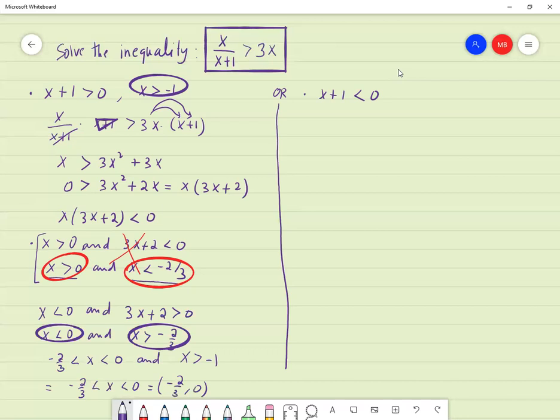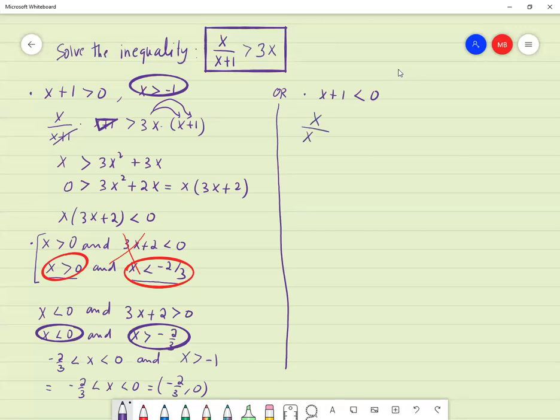Okay, so this is the solution if we assume x plus 1 is positive. So we have another situation here. x plus 1 is negative. This time we're going to multiply this inequality by x plus 1, the negative quantity x plus 1.